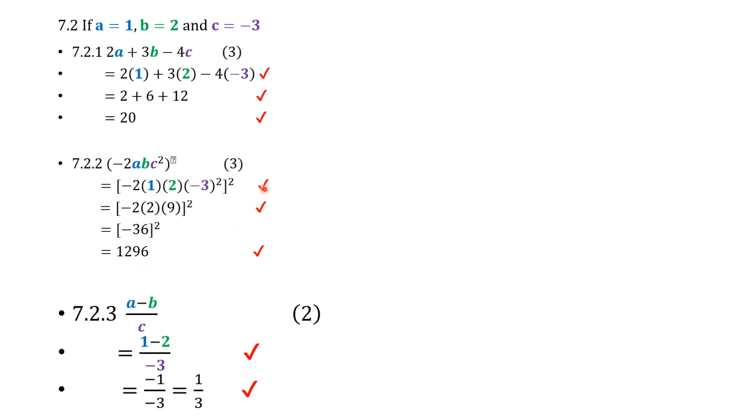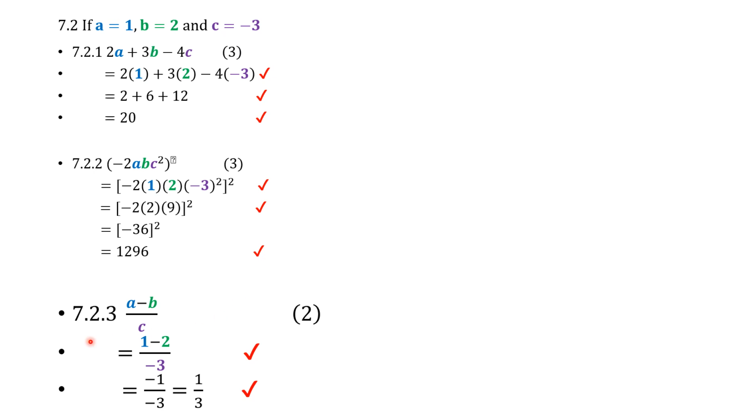-36 squared becomes 1296. So 1 mark there for correct substitution. Another mark there for understanding that this becomes +9 and not -9. If the negative is in the bracket and the square is outside, it means negative times negative, which becomes positive. Don't make the mistake and write this as -9. That's where grade 9s lose marks. Then there, 1296, last mark.